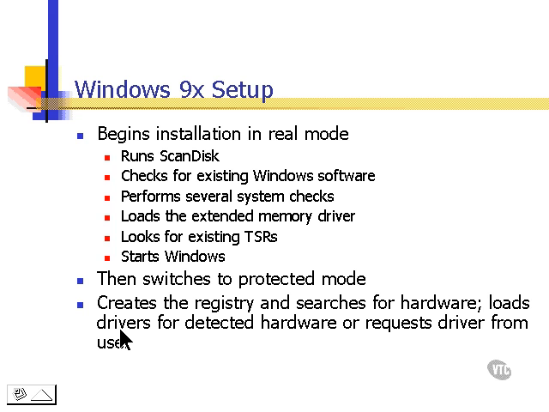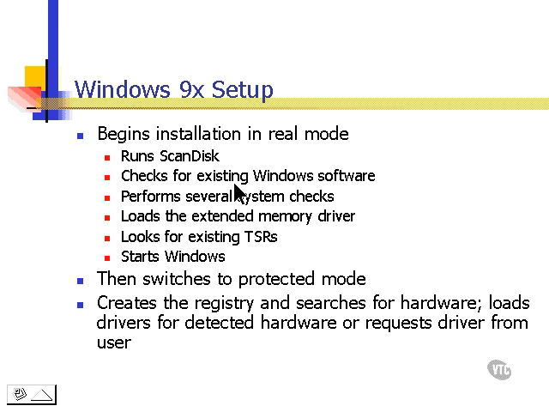A Windows 9X installation begins in real mode. It looks kind of like a command prompt. First it runs ScanDisk to make sure that the hard drive is all cleaned up and organized and ready for this installation. Then it'll check for existing Windows software.